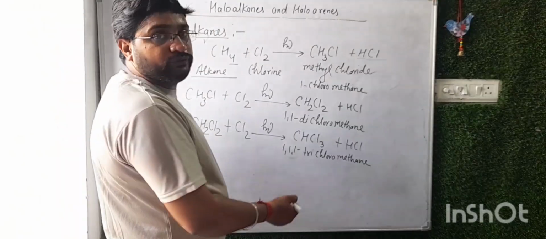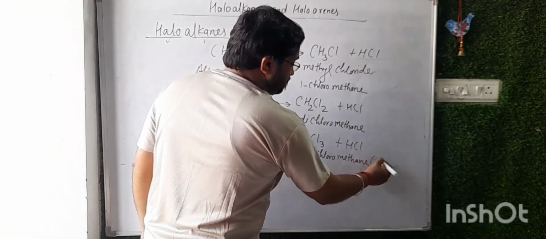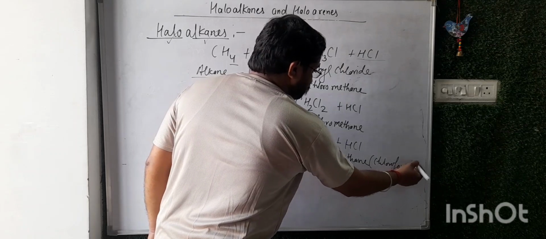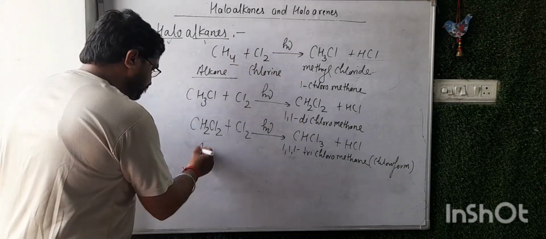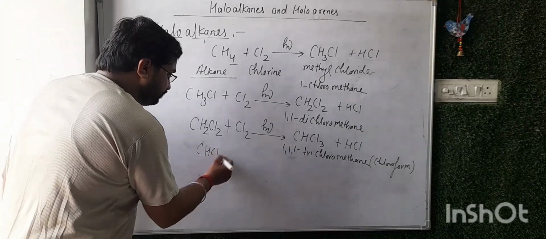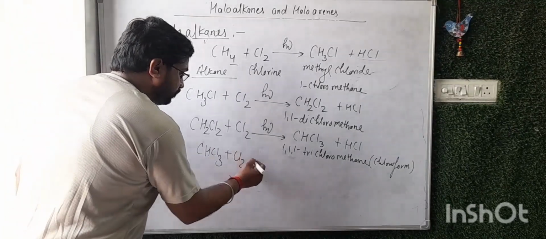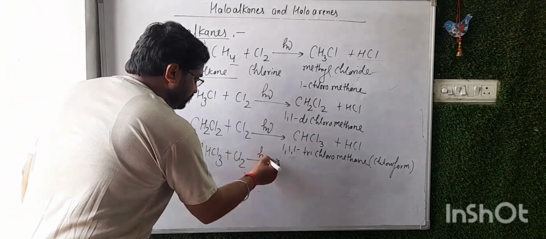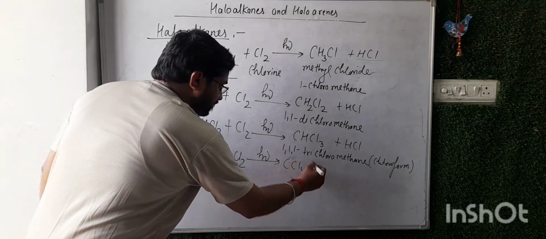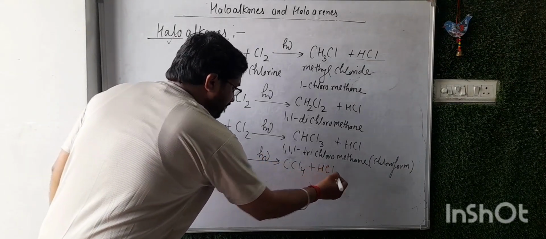The common name is also known. Yes, it is chloroform. Right? It is known as chloroform. And the last one, CHCl3, when it reacts with chlorine again, forms CCl4, and the byproduct is HCl again.